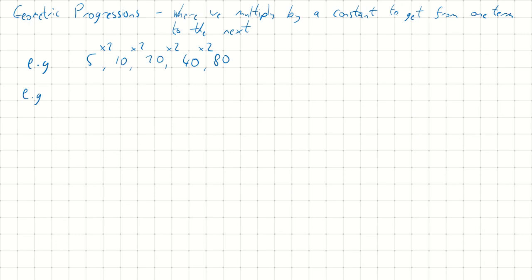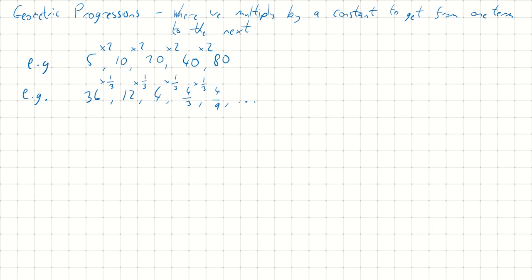Here's another example, e.g. 36, 12, 4, 4 thirds, 4 ninths, and so on. Now this time you might say, oh, this is dividing by 3 each time. Well, dividing by 3 is the same as multiplying by a third. And so indeed this is a geometric progression. Each time to get from one term to the next we multiply by a third.